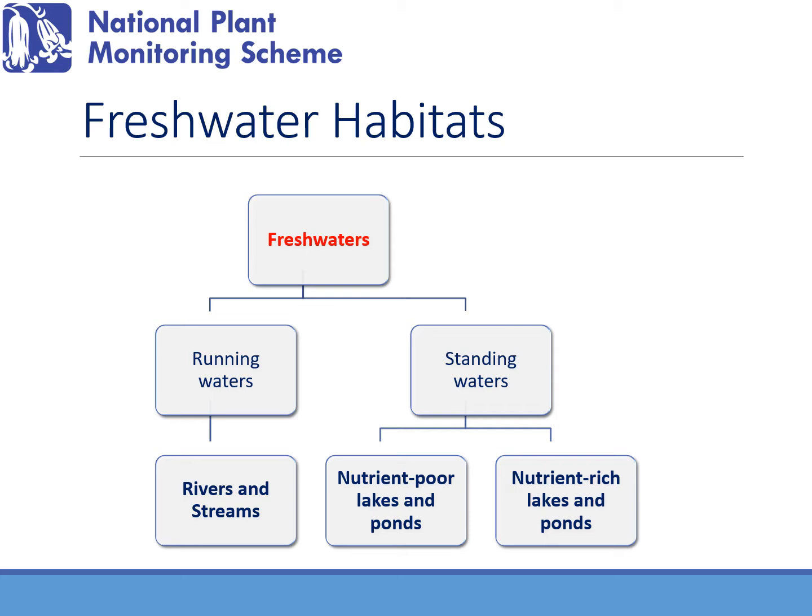Standing waters, however, are divided into two broad categories depending on what nutrient levels they contain. They're either considered to be nutrient-poor lakes and ponds or nutrient-rich lakes and ponds, and we'll talk a little bit more about what that means in a moment.